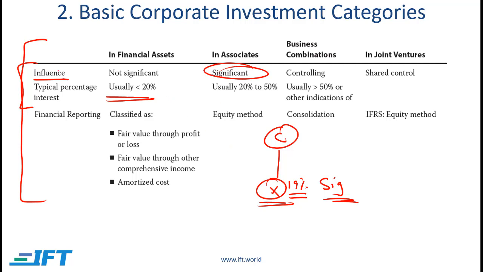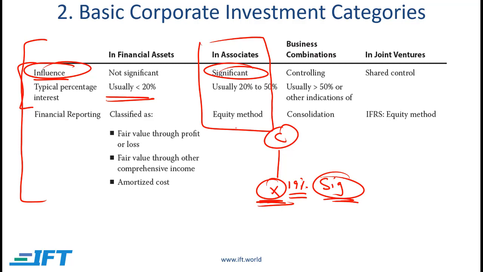The answer is that it's the influence which matters. If you are told that company C has significant influence over company X, then X will be considered an associate and the method that you use is the equity method. So the key point is that the influence is what decides which accounting method to use.